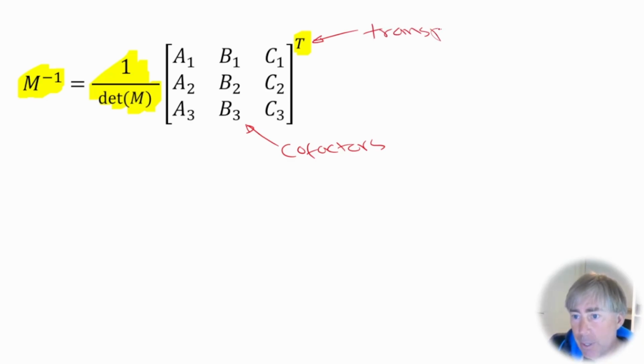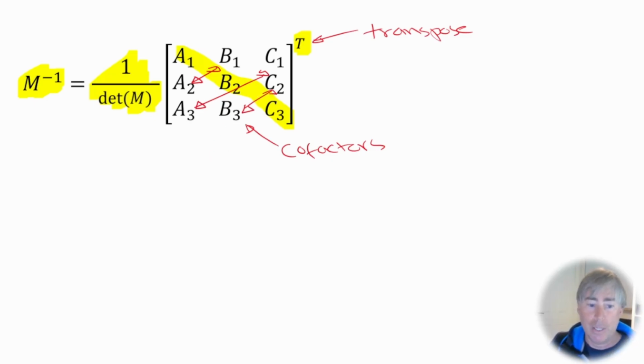Okay, and this thing here, this T, which is outside as almost like an index, this is what's called the transpose. Now the transpose is found by mirroring all the elements through the leading diagonal A1, B2, C3. So we're effectively swapping A2 and B1, swapping C1 and A3, and swapping B3 and C2.